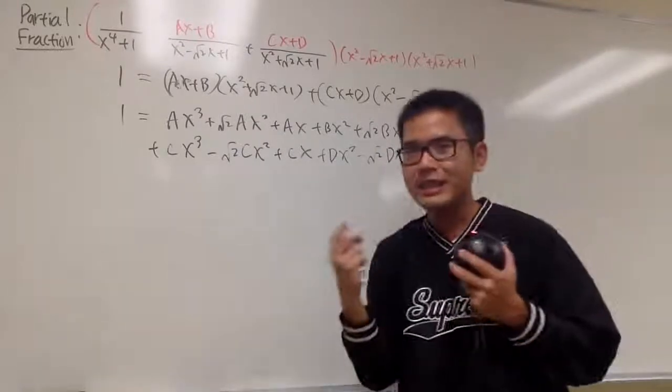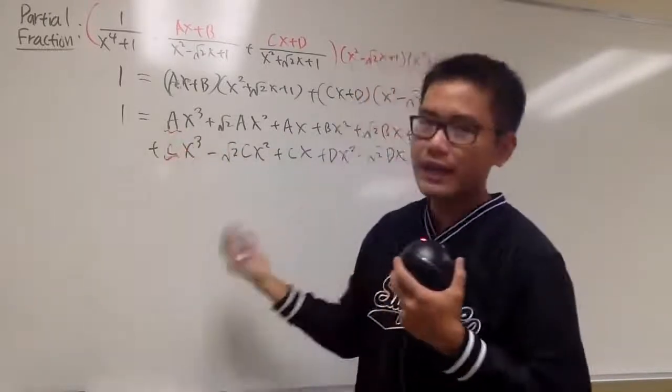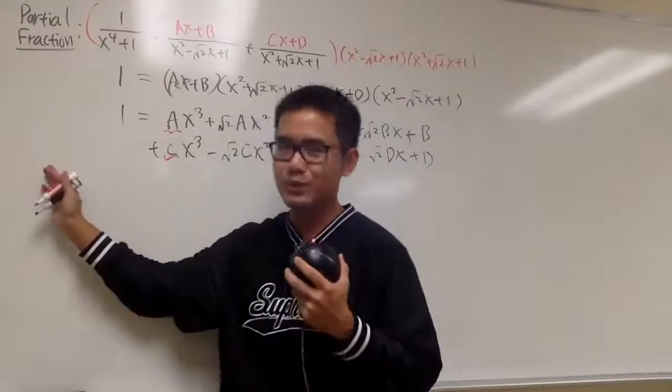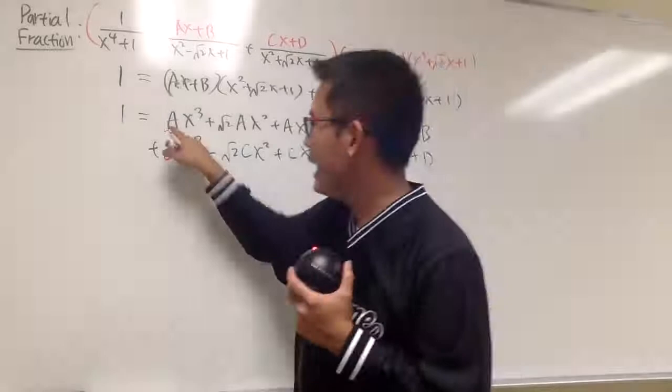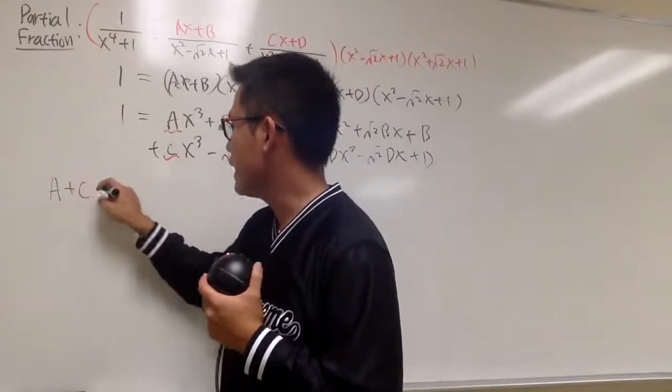And now let's just set up the coefficients. For example, this right here is the coefficient of x to the third power on the right-hand side. But unfortunately, on the left-hand side, we don't have x to the third power at all. That means a plus c has to be 0. So that's the first condition right here. a plus c has to be 0.